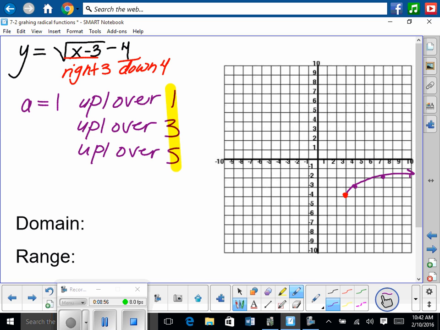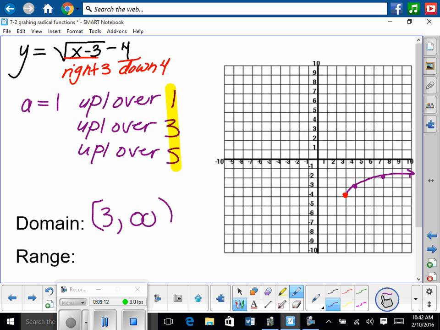All right, let's list out domain and range. So domain is x values. How far left and right? So take your pencil. What x value does it start at? Boom. 3. It started right at 3, so it includes 3, and it's growing that way to positive infinity.